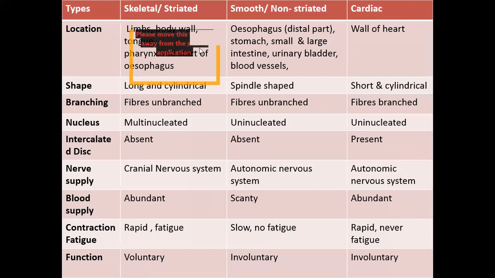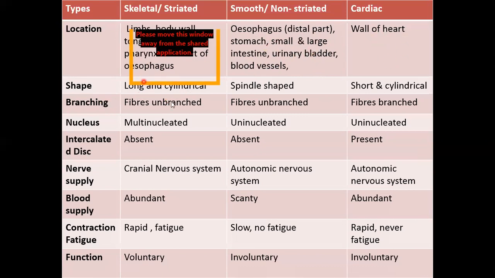This table also, I think you're aware of. Quickly, you can do a revision. You started in basic human anatomy with this, then through all the modules you have finished smooth muscle, cardiac muscle, and now the last you're doing is skeletal muscle. The location of skeletal muscle: the limbs, body wall, tongue, the pharynx, and the beginning of the esophagus. The esophagus, stomach, small intestine, large intestine, urinary bladder and blood vessels all have smooth muscle, and the heart has only cardiac muscle.